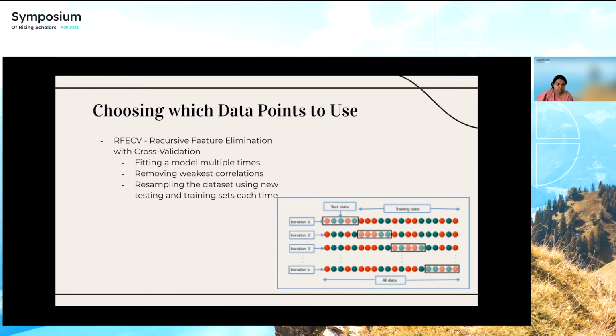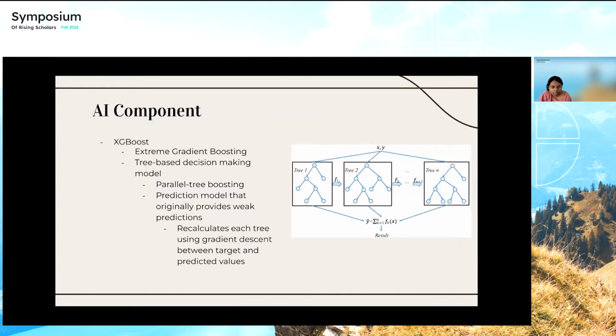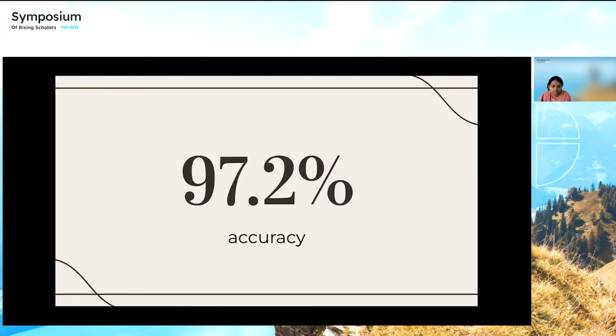For the AI component of my model, I used the XGBoost, extreme gradient boosting model, and that's basically a tree-based decision-making model with parallel tree boosting. So at the beginning of the model, it provides initially weak predictions, and it then recalculates each tree using gradient descent between the target and predicted values. With all of these in place, my model had a 97.2% accuracy, which is pretty high.